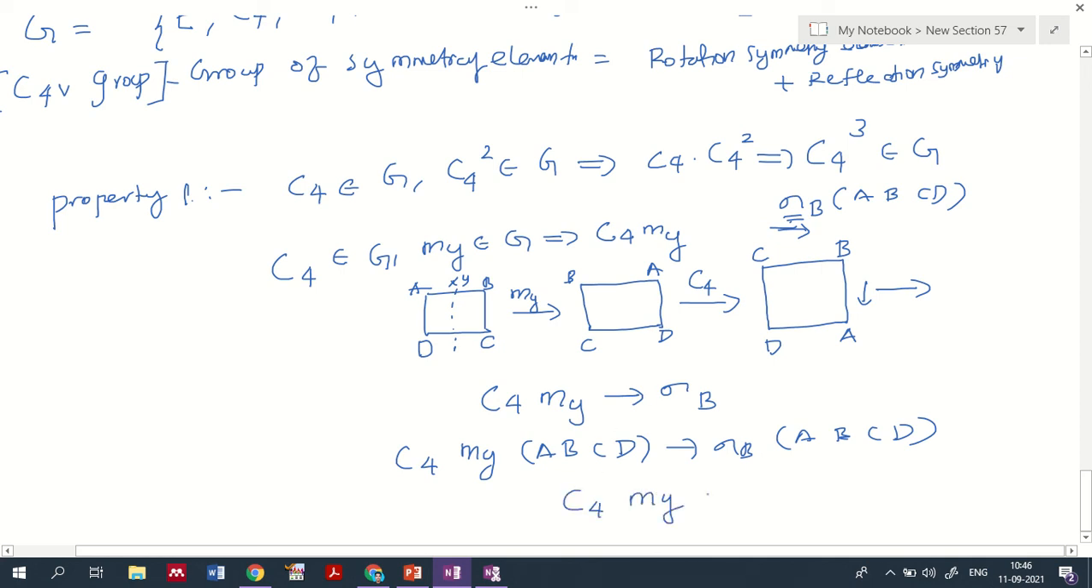Okay, so C4MY is equivalent to what? It is equal to sigma B, and sigma B belongs to group G. So we can say that it is also satisfying the closure property.